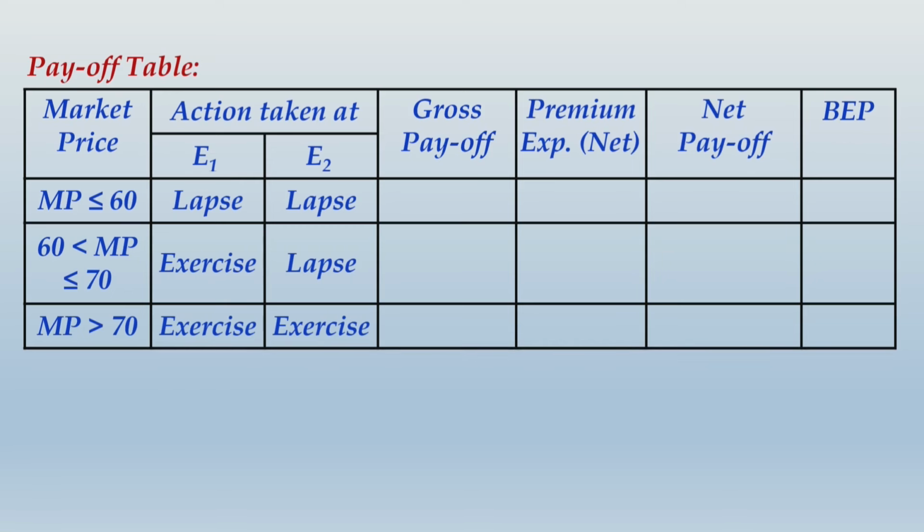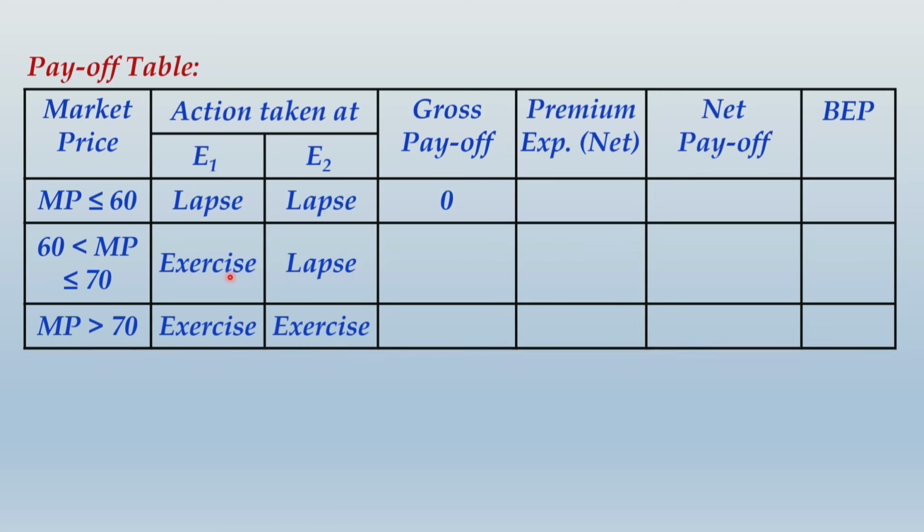Now till here you are not even concerned with whether you are a holder or a writer, correct? What you just need to do now is, while computing gross payoff, be very alert about whether you are a holder or a writer. That is important. So when you compute the gross payoff, for the first line, both options E1 and E2 are lapsed, and when an option is not exercised, its gross payoff is always 0. Without any calculation, without any further thinking, you can just note it down as 0. Now, what happens at the second range, when the market price is greater than 60 but less than or equal to 70?